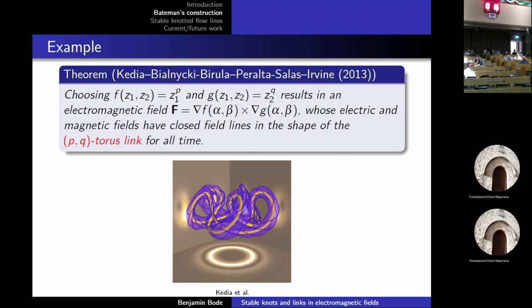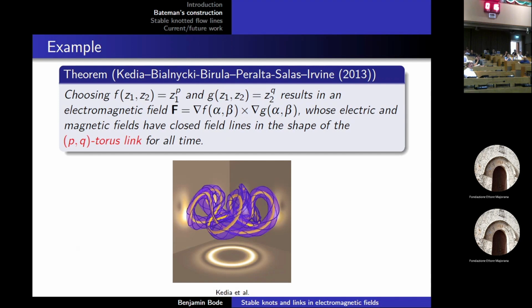And they found that if you just pick f to be z1 to the p and g to be z2 to the q, where z1 and z2 are the complex variables and p and q are natural numbers, and you apply Bateman's construction to this function, you get an electromagnetic field where both the electric and the magnetic field have a closed field line in the shape of the PQ torus link.